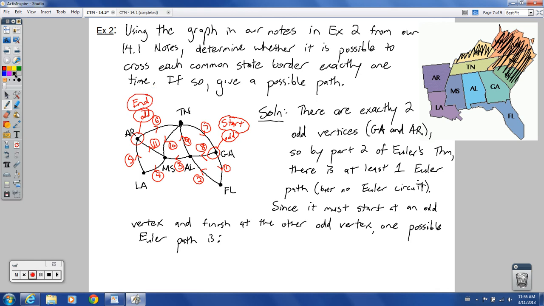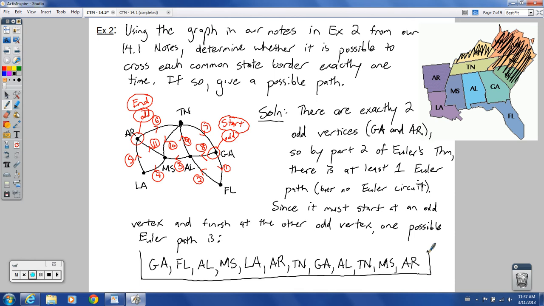So what does this look like? If you were to draw out the path or write out the path, it would be Georgia, Florida, Alabama. I'm just following the numbers. 1, 2 to 3 would be Mississippi, and then Louisiana, Arkansas. Number 6 was Tennessee. Number 7 back to Georgia. 8 was to Alabama. 9 back to Tennessee. 10 to Mississippi, and 11 to Arkansas. So that would be a possible Euler path for example 2.